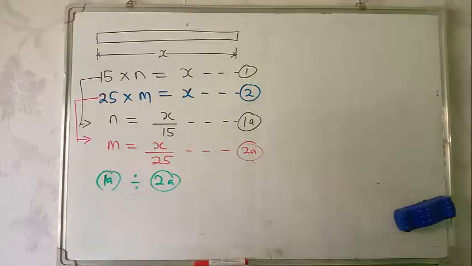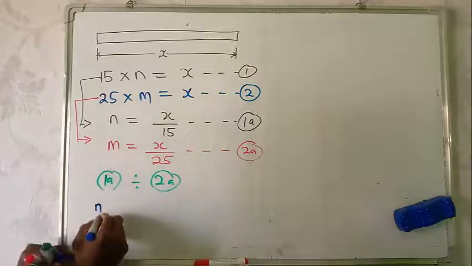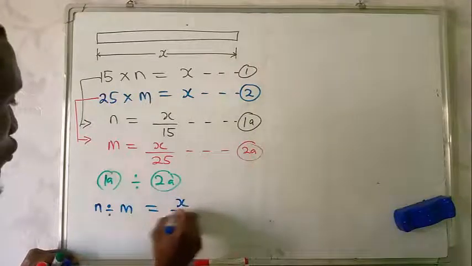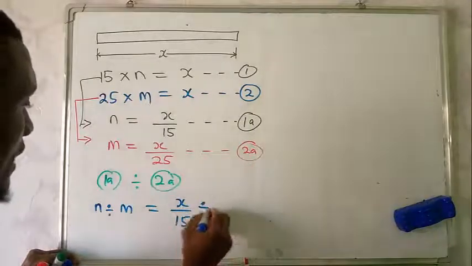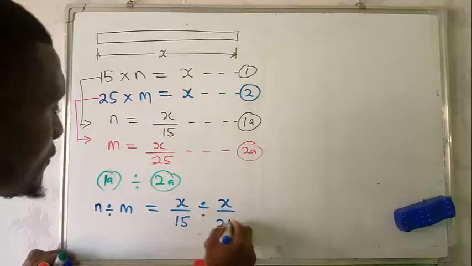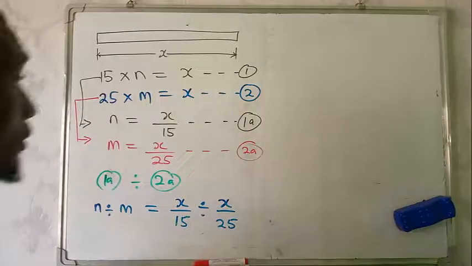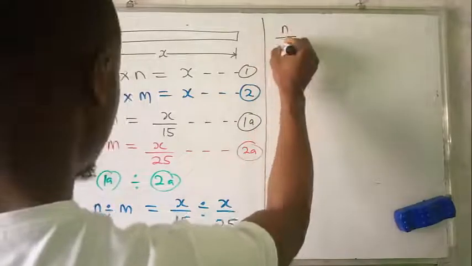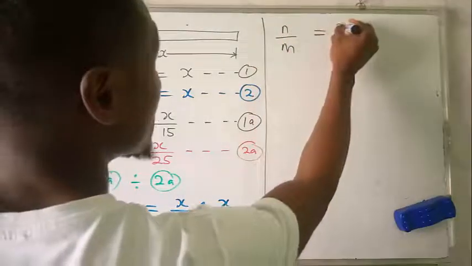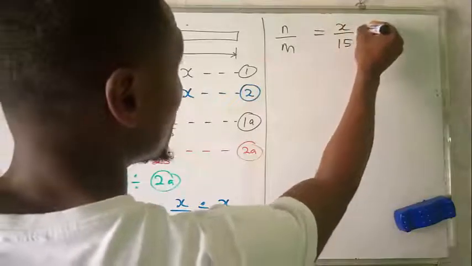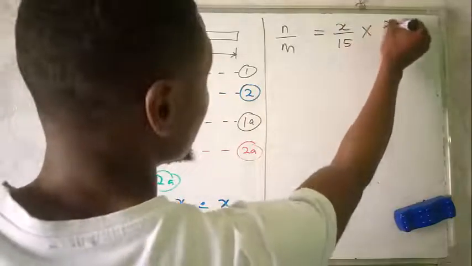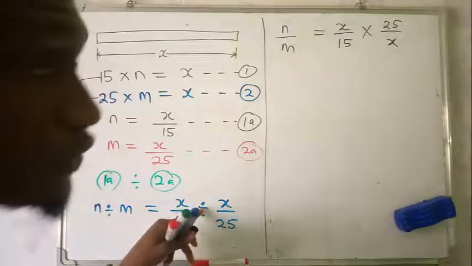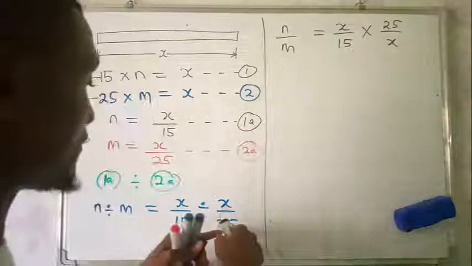If we carry out this, we're going to have that our n divided by our m will give us x over 15 divided by x over 25. Okay, now the next thing I'm going to do, this will become n over m equal to x over 15 multiplied by 25 over x. Of course, we know what happens. If we change this division to multiplication, we're going to invert this.